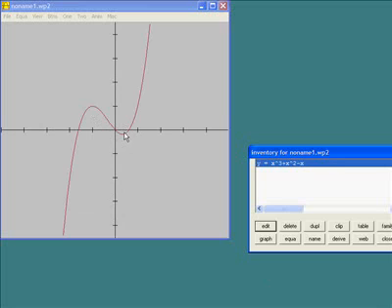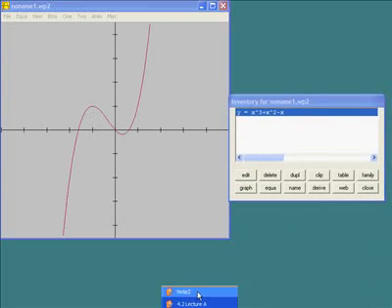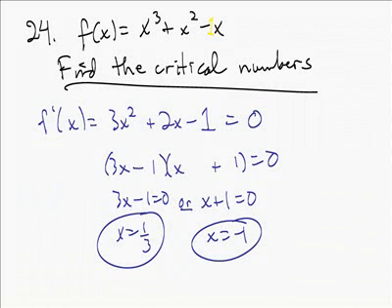They're neither global maxes or mins because obviously we have points getting much bigger here to the right, points getting much smaller to the left. We'd have a local max at -1 and a local min which occurs at positive 1/3, and we had found those critical points again by taking the derivative and setting it equal to 0. Now let's try another example.